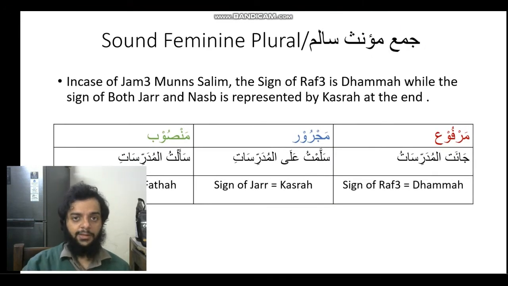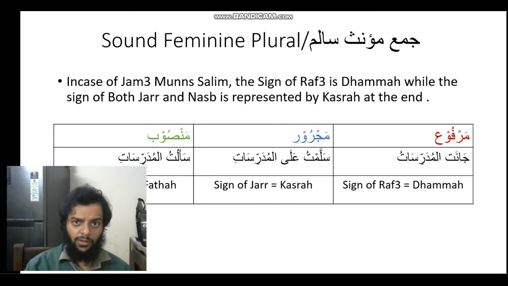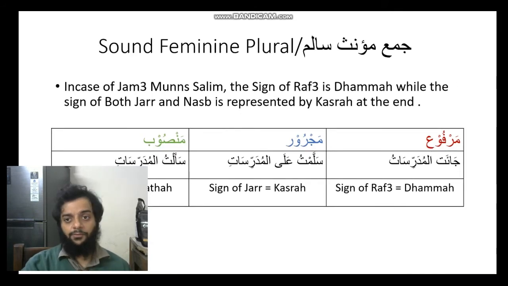Sa'altul mudarrisati, sign of nasab kasra. So both the sign of jar and nasab is represented by kasra at the end. You might again ask, how will you differentiate? This is how we will differentiate. Ala is basically a preposition. The word after a preposition in Arabic will be majroor. So here we will say this is majroor. We are seeing the context. And in sa'altul mudarrisati, the word mudarrisat is the object of the verb sa'altu, and an object in Arabic will be mansub. So this is how we will look into words. Not that complicated. So the sign of rafa for sound feminine plural, that is Jama Muannas Salim, is damma, and for both jar and nasab is kasra.